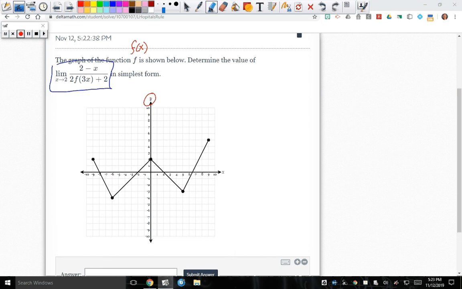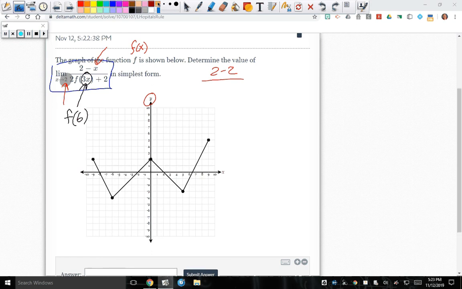So you are approaching 2 means as you approach positive 2, what are the values that you're going to be getting from this limit? So if I put 2 in here, I would get, in this function right here, 2 minus 2. This is direct substitution right off the bat. Now, if x is 2, then this is 3 times 2, which would be, what is f of 6? So my mistake on that, you're not approaching 2, you're actually approaching 6.